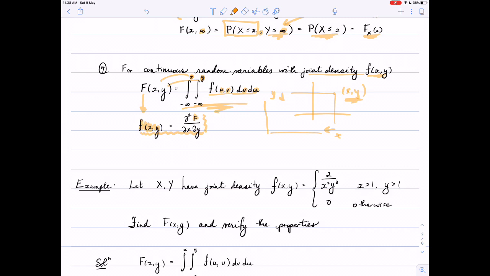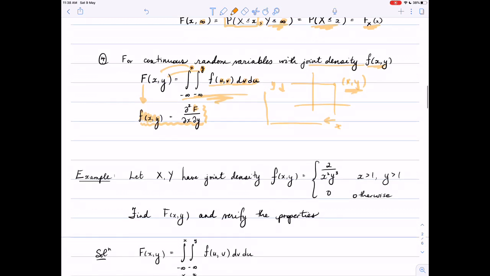So we have two examples, one where we're going to check the properties and one where we're going to see more of an applied problem. So let X and Y have joint density f of x, y given here: 2 over x squared y cubed for x greater than 1 and y greater than 1. Find the joint CDF and verify those four properties.